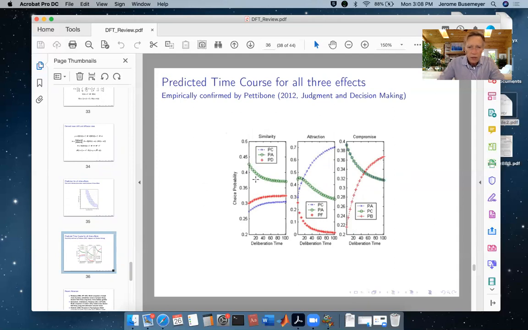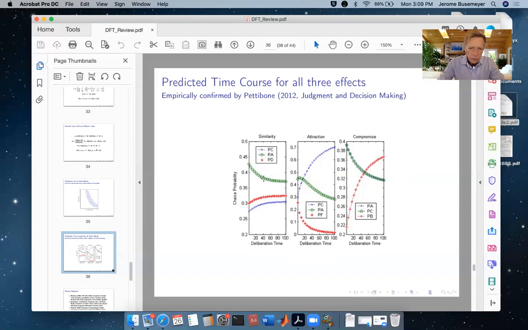And so we predict all these effects change across time. This panel here is showing the predictions of the model for the similarity effect across time. So let's say this is deliberation time. Like, let's say you're increasing the threshold boundary so you sequentially sample for a longer period of time. So we're looking at how increasing your deliberation might increase the effects.